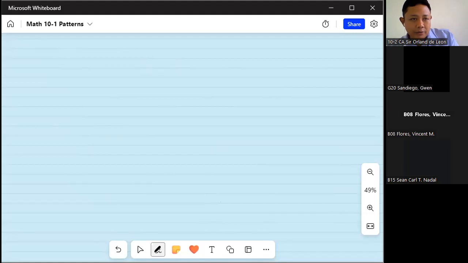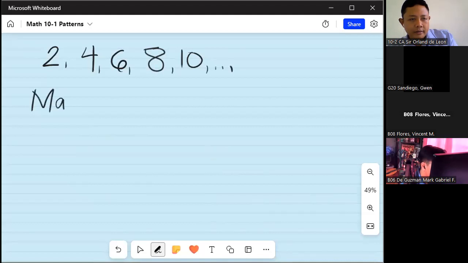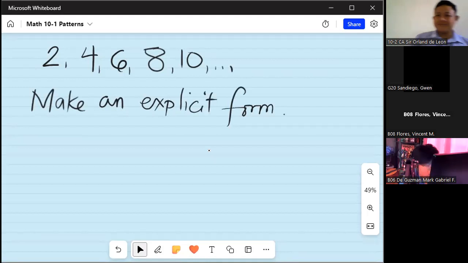For example, we have 2. Let's do it from the simplest terms first. 2, 4, 6, 8, and 10. Make an explicit form for this. How do we make an explicit form for this? Anyone? Do you have an idea? Okay, some of our classmates are already doing their answers.